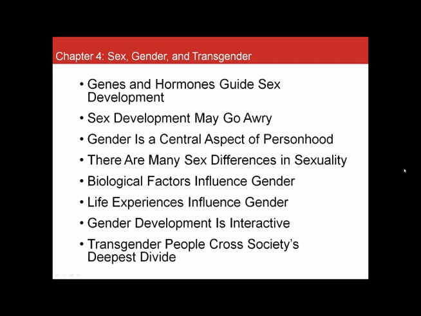Sex development may go awry, and awry is probably not the best word to use here. Awry in terms of what we would consider prototypical development. But there's a lot of ways in which development could occur which is atypical, depending on your view of atypical as well. Gender is definitely a central aspect of personhood. People tend to identify themselves immediately as male, female, transgender, clear delineations when we look at bathroom, driver license, whatever it is. It's a central aspect of who you are. Both biological and life experiences influence gender, and we will look at that.